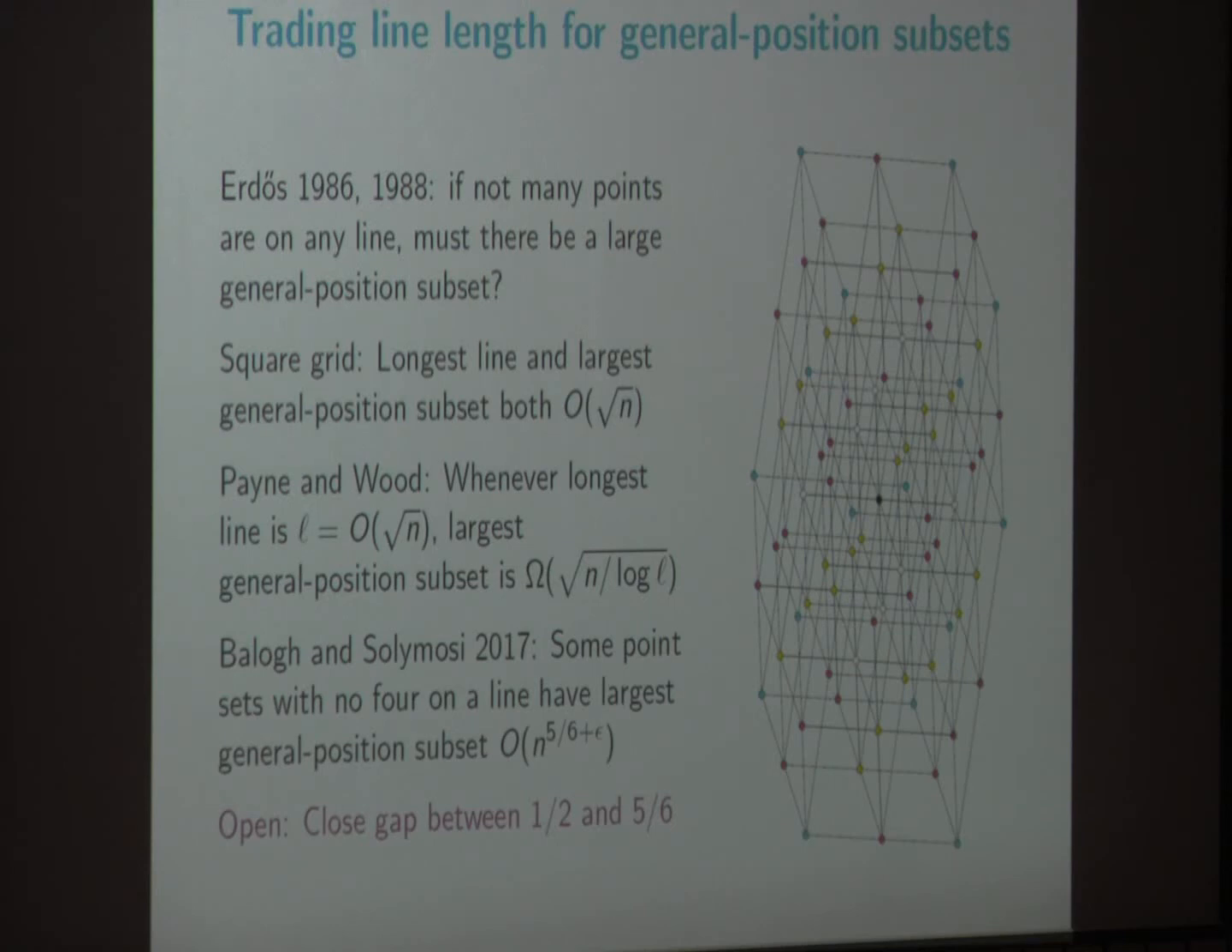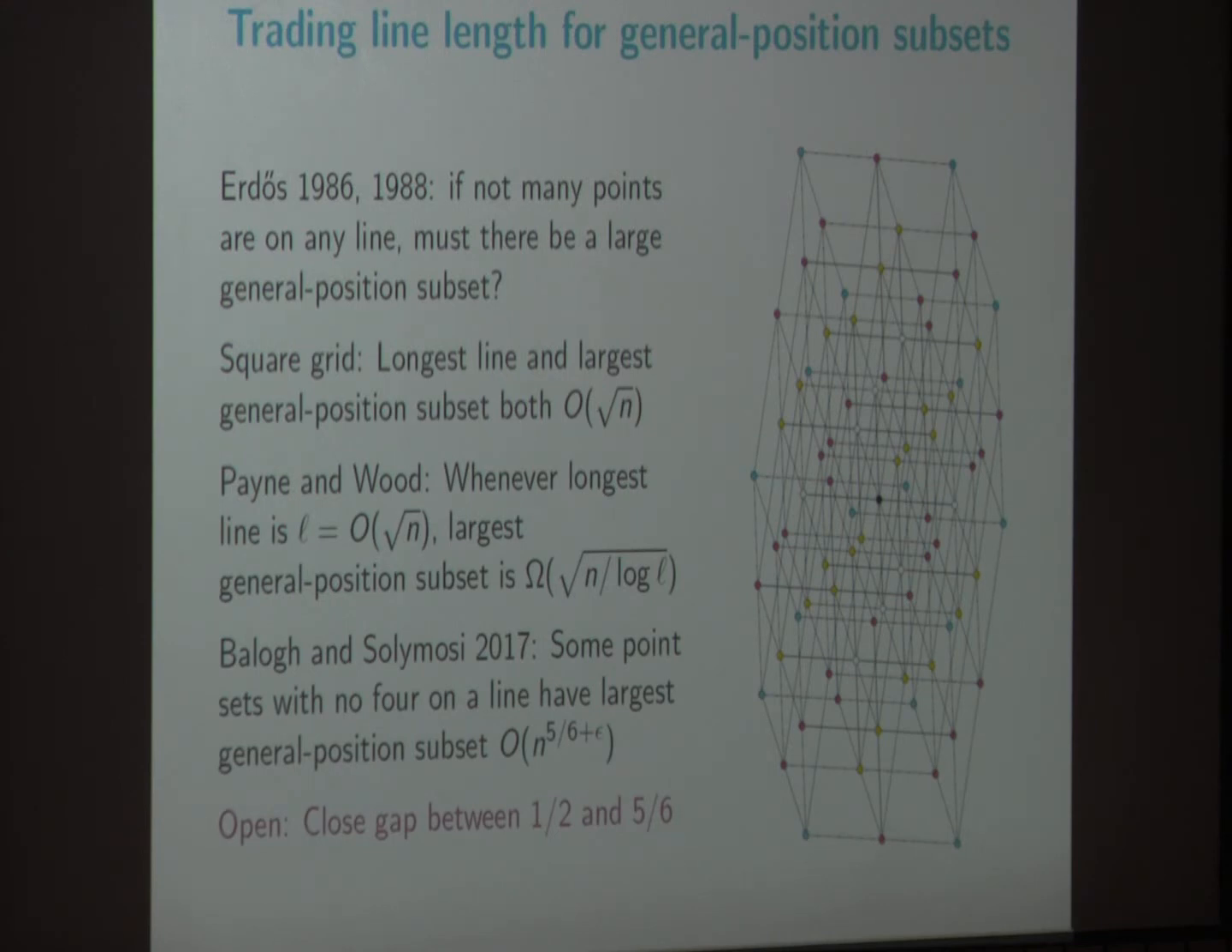There's been some interesting work by David Wood and co-authors, Balogh and Solymosi, on point sets that don't have large general position subsets. If you look at a grid, it's got n squared points in it, but its largest general position subset is at most 2n, so that's much smaller. But one reason it's much smaller is that the grid has these long lines of points, any one of which can only contain a very small number of points.